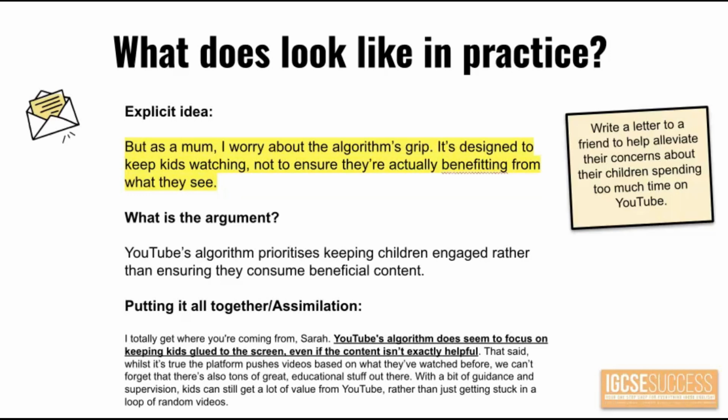Now, let's imagine the task is to write a letter to a friend to help alleviate their concerns about their children spending too much time on YouTube. We need to put that idea into our own words and then evaluate the pros, the cons, or both whilst offering a solution. Remember, the text type is a letter, so in addition to summarising and evaluating, we must consider the style, the voice, the tone of our writing. Yes, I know, as I said before, it's a lot to juggle, guys.